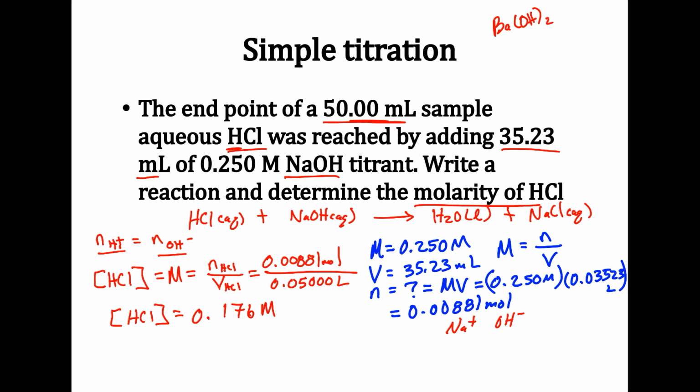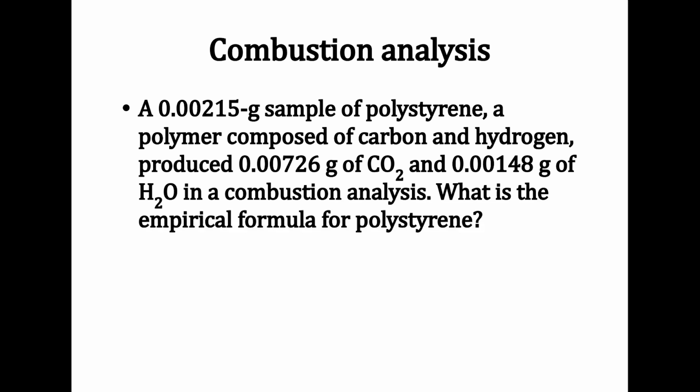Okay, so again, the key points that you really want to focus on whenever you're solving these problems is what happens if you have polyprotic acids or multiple hydroxides, because you'll have to use a ratio between your acid and your base. So the last example that I want to look at is a combustion analysis. Here we are given that we know the mass of a sample of polystyrene, a polymer composed of only carbon and hydrogen, and it produced 0.00726 grams of CO2 and 0.00148 grams of H2O in a combustion reaction. So we need to figure out what the empirical formula is.